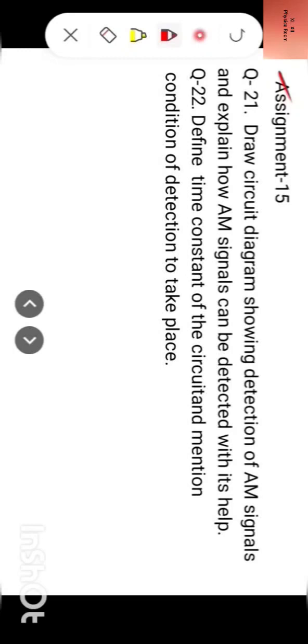Assignment 15 continues. Question number 21. Draw a circuit diagram showing detection of AM signals and explain how AM signals can be detected with its help. Question number 22. Define time constant of the circuit and mention condition of detection to take place.